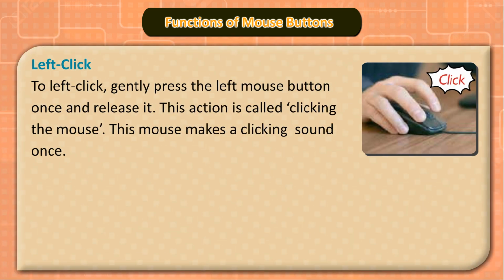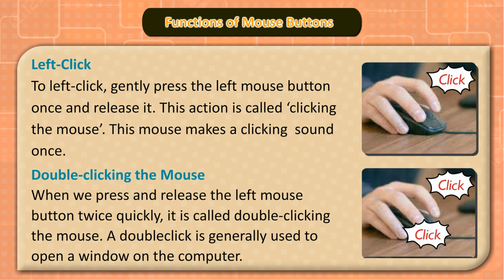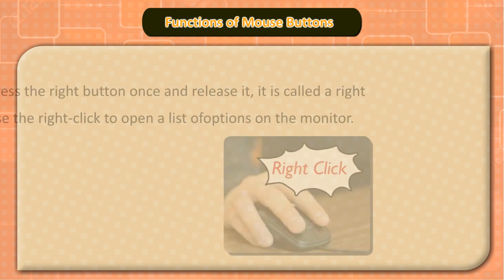Left click. To left click, gently press the left mouse button once and release it. This action is called clicking the mouse. The mouse makes a clicking sound once. Double-clicking the mouse. When we press and release the left mouse button twice quickly, it is called double-clicking the mouse. A double click is generally used to open a window on the computer.